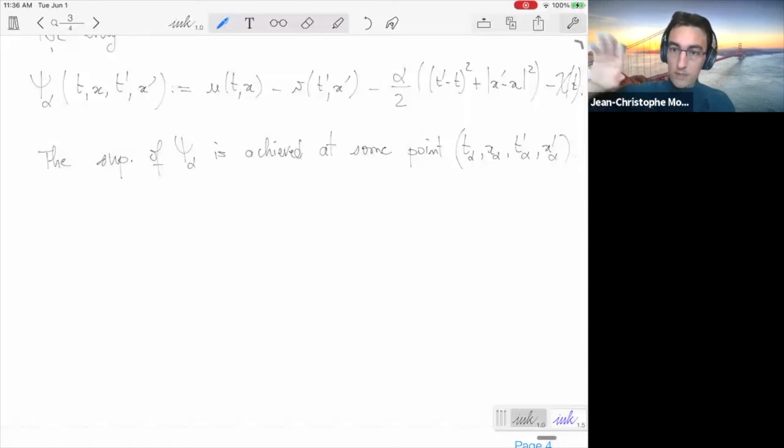Okay, so I have this t alpha, x alpha, etc. And again, I'm pretending that we are on the torus for the space variable. So up to extraction of a subsequence, I can assume that these points converge as alpha goes to infinity.